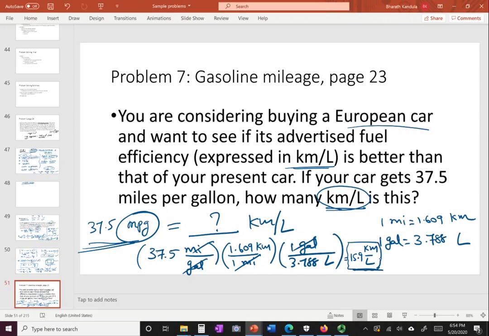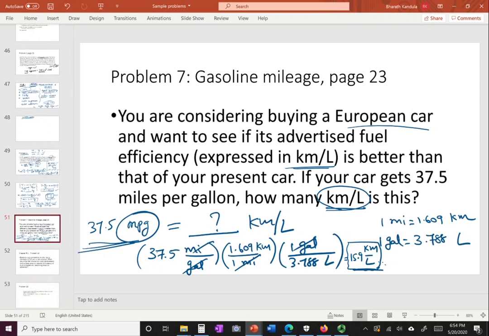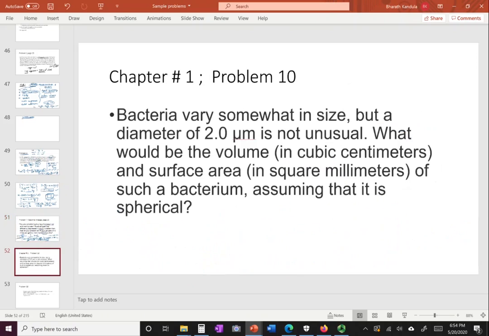So you will compare this value with the fuel efficiency of the advertised car, the European car. Then if the European car gives you better fuel efficiency, you might consider buying it. Okay, so that's the solution of that problem. Next, problem number 10 in the textbook, chapter 1.